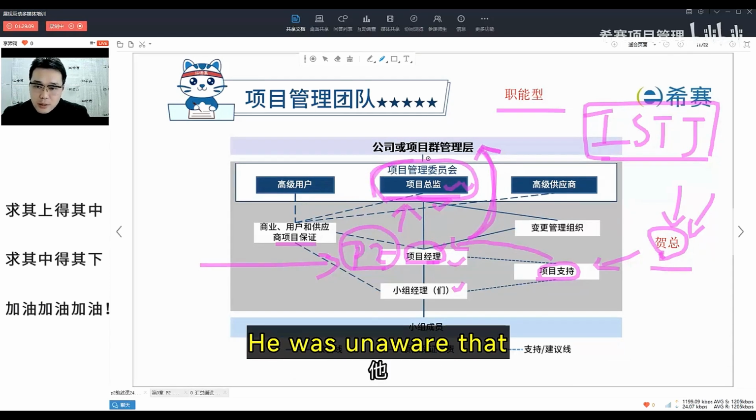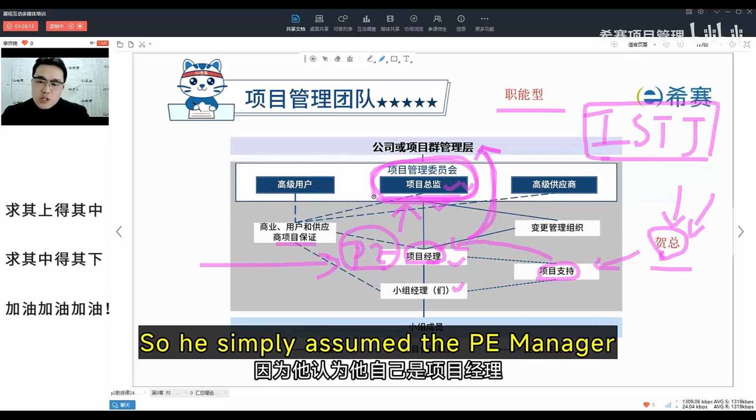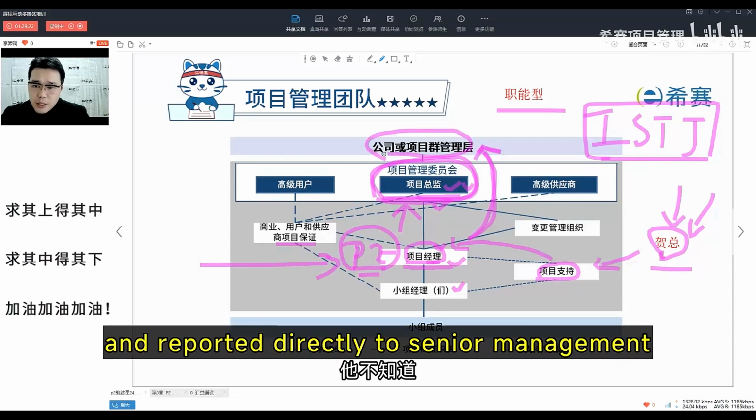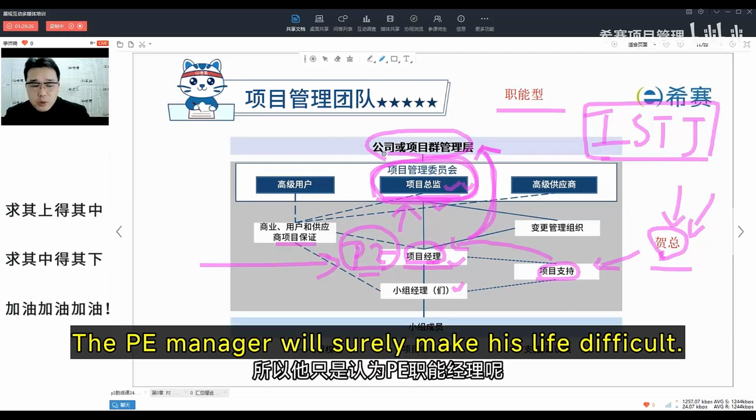He was unaware that there should be a project director. So he simply assumed the P manager was incompetent. As a result, he bypassed the P manager and reported directly to senior management. This is his critical mistake. The P manager will surely make his life difficult.